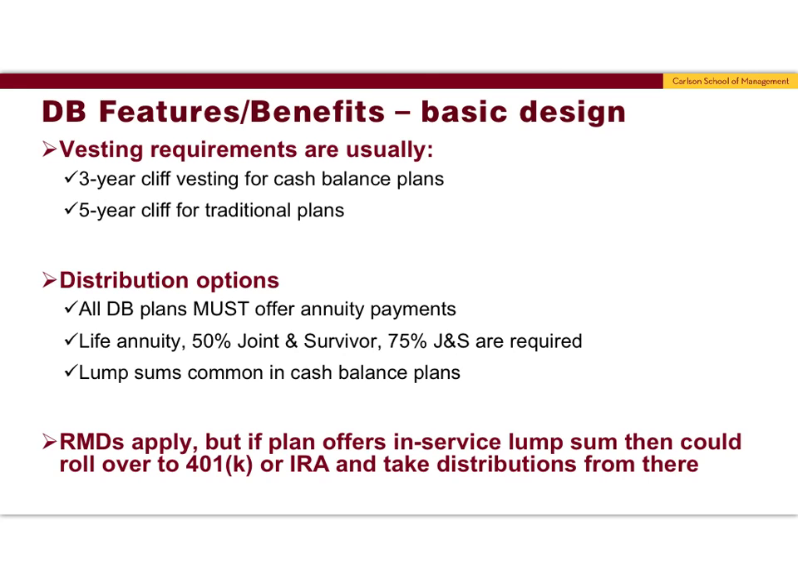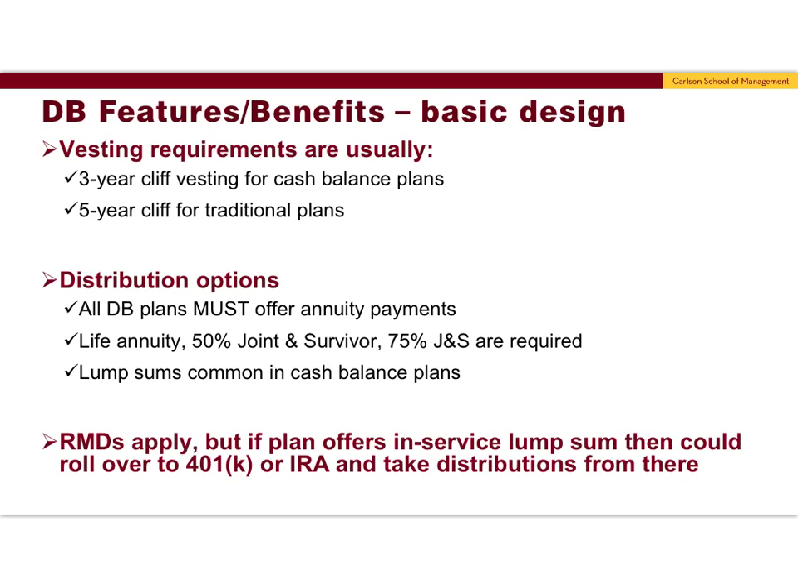One of the most important features of DB plans is that they must offer annuity forms of payment. The 3 most common and usually required forms of payment are a life annuity, which pays a level income stream for the participant's lifetime, a 50% joint survivor annuity, where the participant receives a slightly lower amount than if they had elected a life annuity, but when the participant dies, then their surviving spouse receives 50% of the participant's starting annuity amount for the rest of the spouse's life. This benefit is the default option for married participants and provides additional retirement income protection for widows.